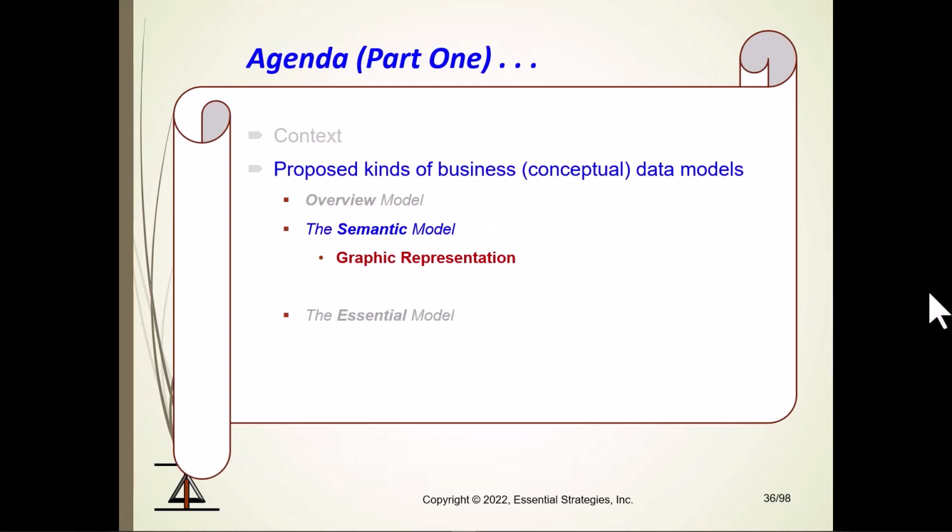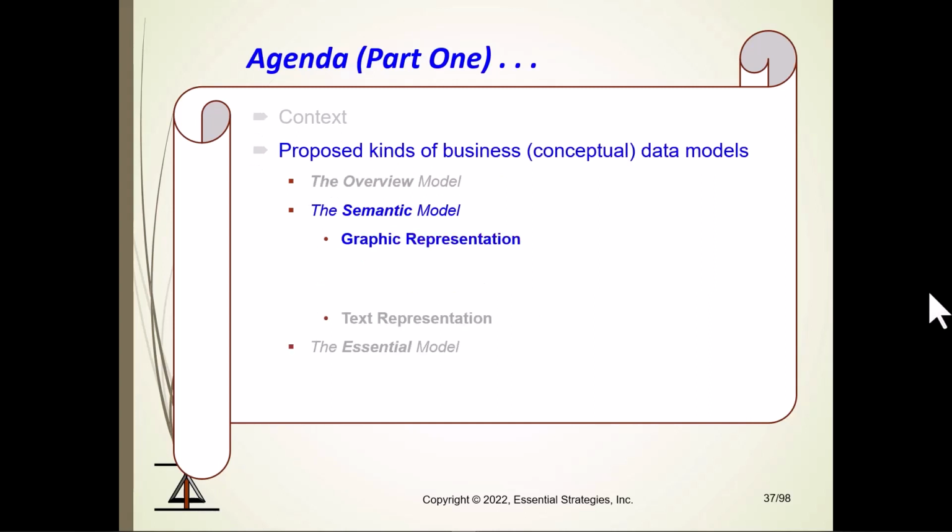There are two forms for the semantic model. First is graphic. We're going to draw pictures. The second is in terms of text. Okay, starting with the graphic representation, we're going to start with entity relationship diagrams, and then something called object role modeling, which is the same idea coming from a different direction.